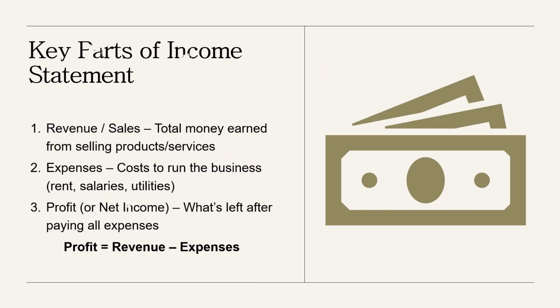Like other financial statements, income statements also have key parts. Here are three main parts. The first is revenue, that is the total money earned from selling the products or services. The second one is expenses, that is the cost to run the business. There are various expenses like rent, salaries, and utilities. So what is left after expenses is the profit, or a loss if expenses are higher. So that's the whole idea about key parts of the income statement.